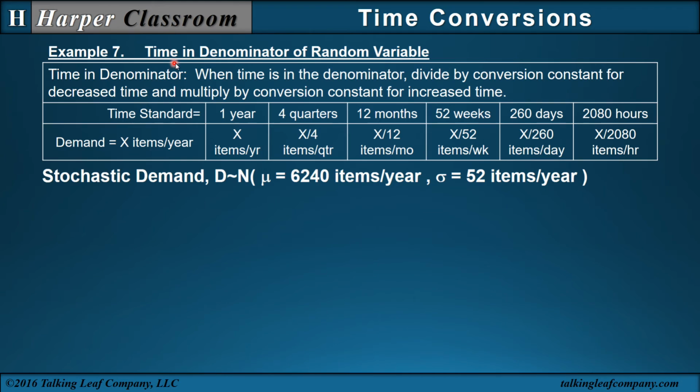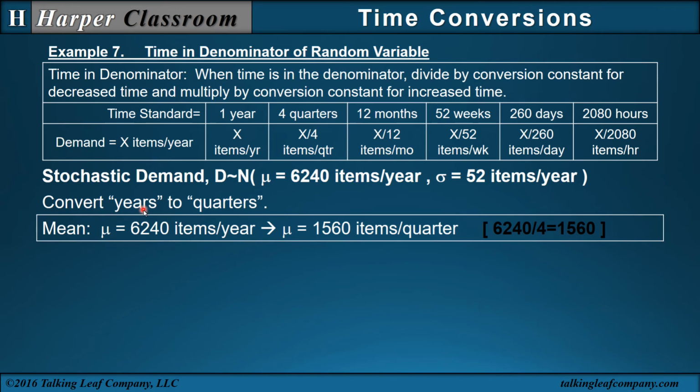Example 7. Time in the denominator of a random variable, where our random variable, for example, is stochastic demand, which follows a normal distribution, with a mean of 6,240 items per year and a standard deviation of 52 items per year. To convert years to quarters, for the mean, we transform years to quarters by dividing by 4.